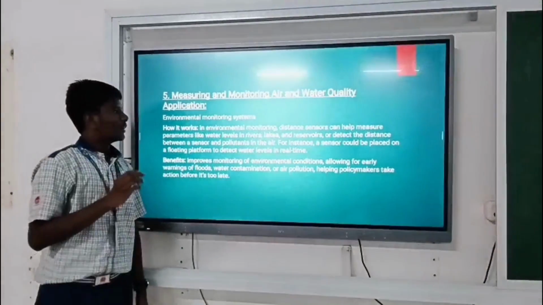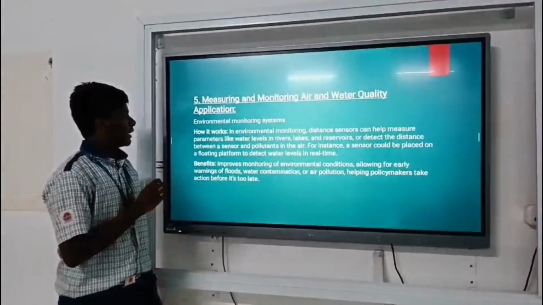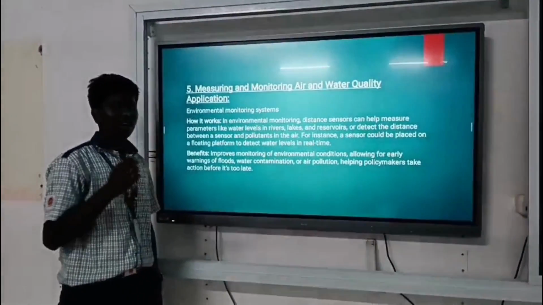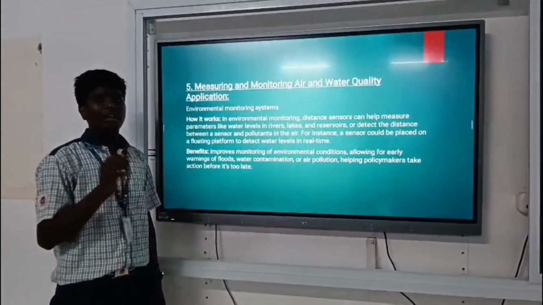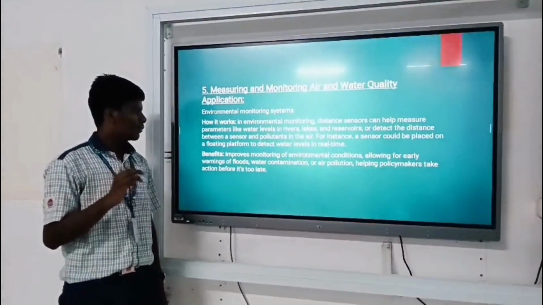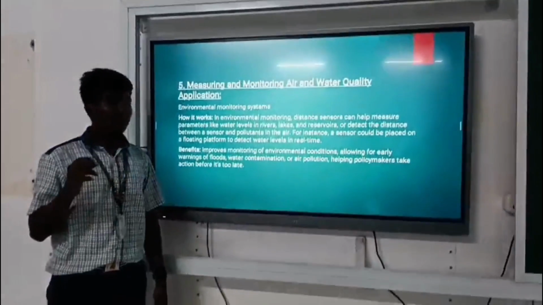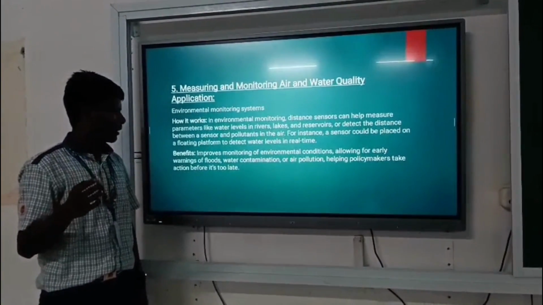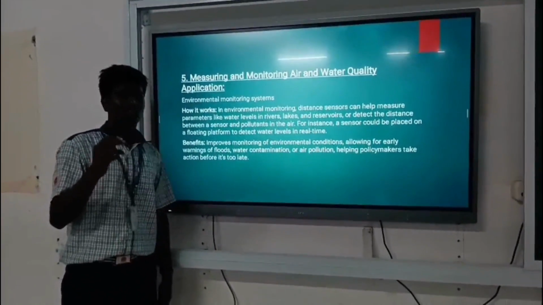Measuring and monitoring air and water quality application. Environmental monitoring system: in environmental monitoring devices, sensors can help measure parameters like water levels in rivers, lakes, or reservoirs, or detect the distance between the sensor and the pollutants in the air. For instance, a sensor could be placed on a floating platform to detect water levels in real time. It improves monitoring of environmental conditions, allowing early warning of floods, water contamination and air pollution, helping policymakers take action before it's too late.